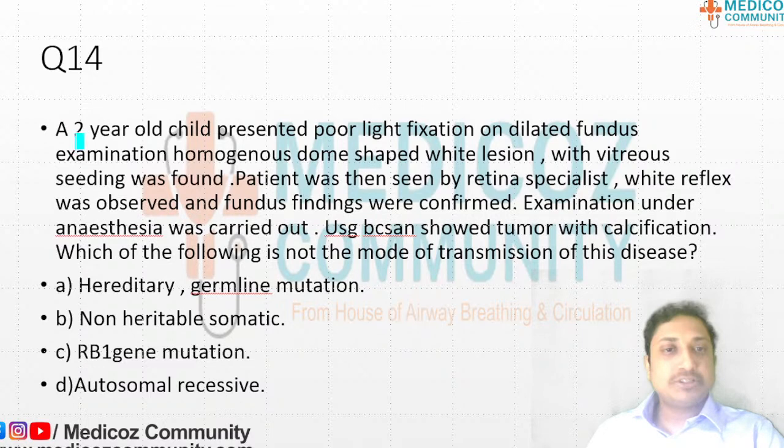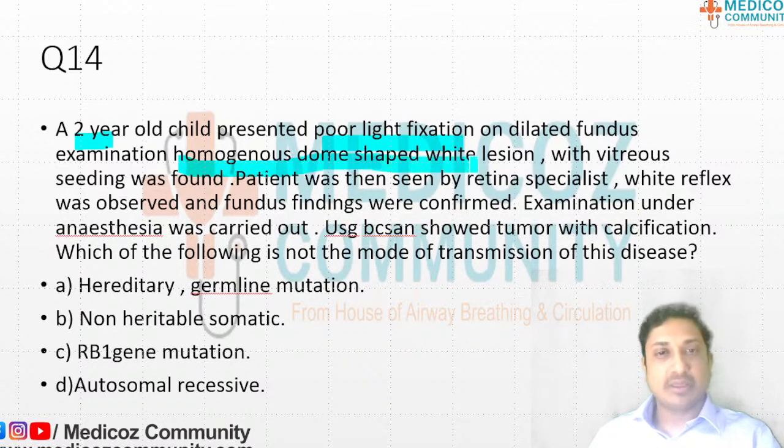So it's a 2-year-old child. This is slightly a different question. It's a difficult question. So read the question very properly. A 2-year-old child presented with poor light fixation. On the dilated fundus examination, there was a homogeneous dome-shaped white lesion with vitreous seeding found. Okay, vitreous seeding. The patient was then seen by a retina specialist and white reflex was noted.